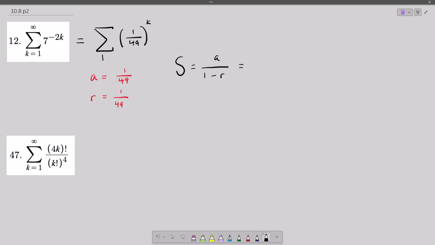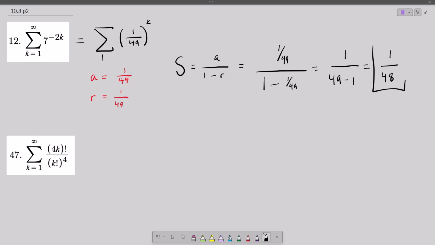So for us, with this particular series, we have 1 divided by 49 over 1 minus 1 divided by 49. If you multiply top and bottom by 49, you'll end up with this. So we get 1 over 48. So that is the sum of the series.